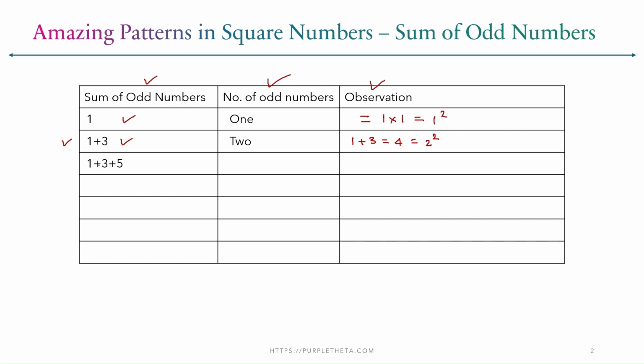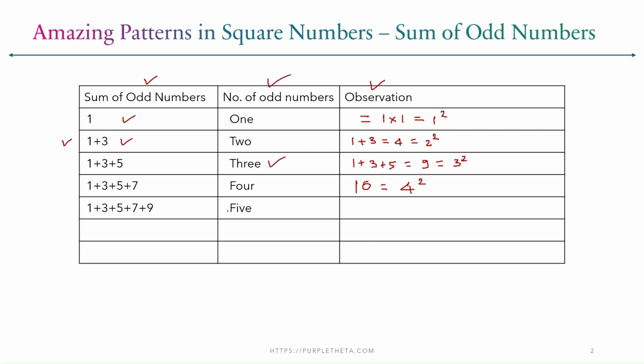Next, I am adding the first three odd numbers. That is, 1 is the first odd number, 3 is the second odd number, and 5 is the third odd number. Here we are adding three odd numbers. That's why in the second column, number of odd numbers, I have put 3. We are adding 1 plus 3 plus 5. This is 9, and 9 is 3 square. After that, we are adding the first four odd numbers, that is 1 plus 3 plus 5 plus 7. Here we are adding four odd numbers, and the sum is 16. And 16 is 4 square, or 4 to the power 2.